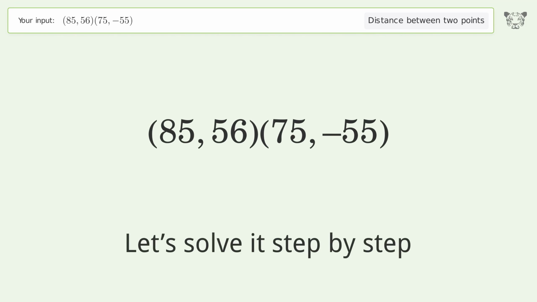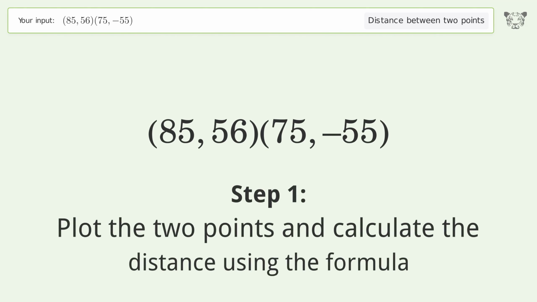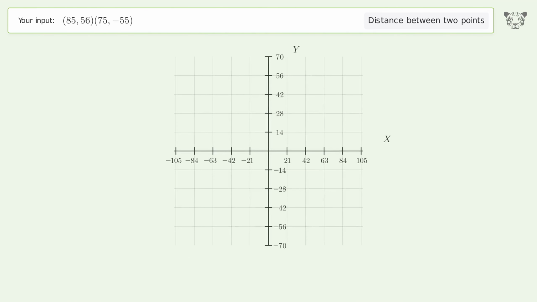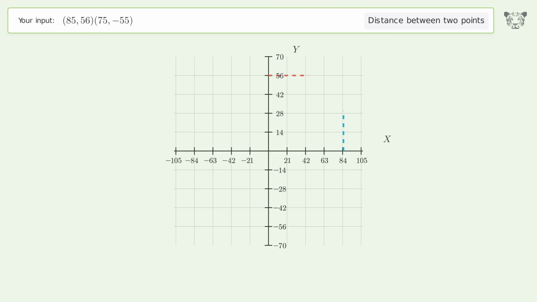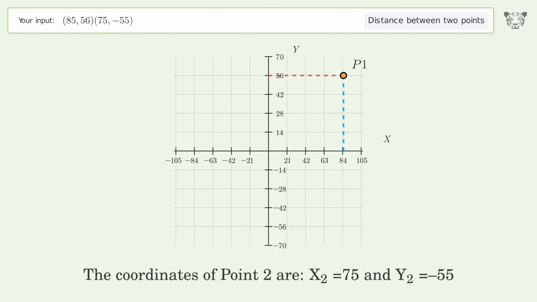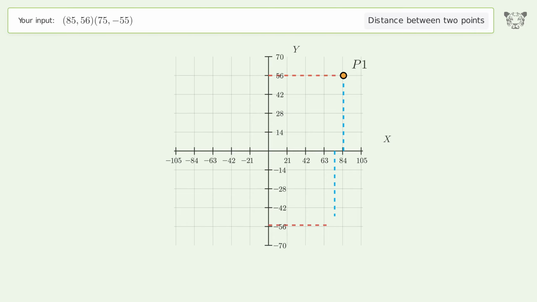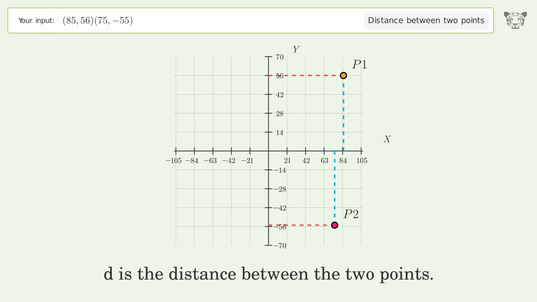Let's solve it step by step. Plot the 2 points and calculate the distance using the formula. The coordinates of point 1 are x1 equals 85 and y1 equals 56. The coordinates of point 2 are x2 equals 75 and y2 equals negative 55. D is the distance between the 2 points.